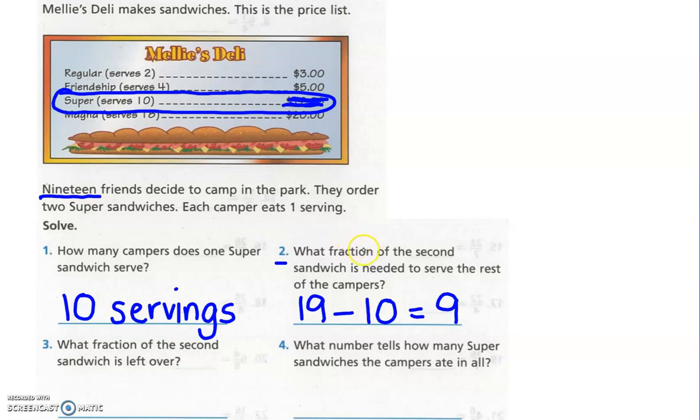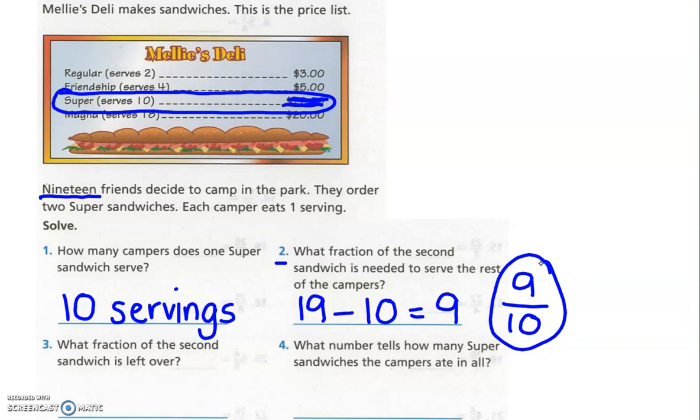But this question very specifically says what fraction of the second sandwich is needed. Well, I need 9 campers to eat, and what is that sandwich cut into? It is cut into 10 equal pieces. So that means your answer to number 2 would be 9/10.